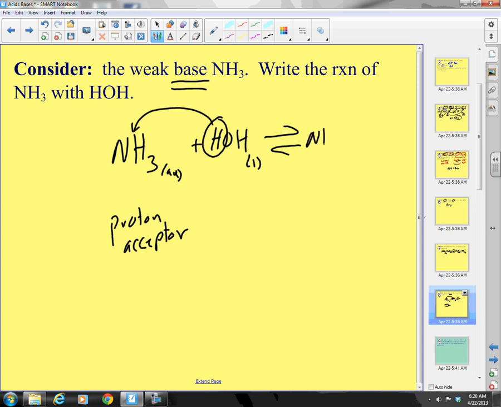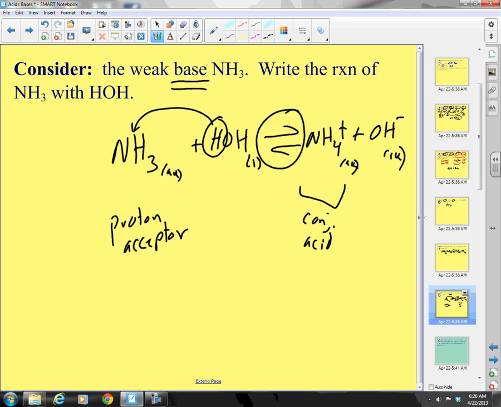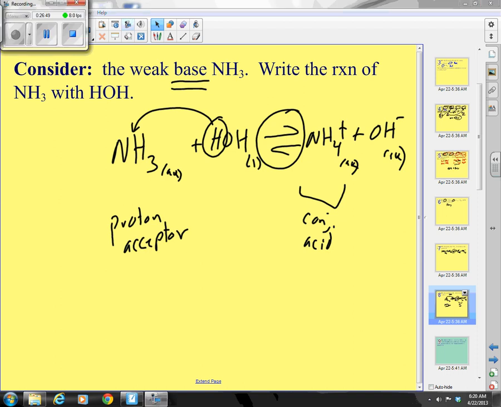It means I'm going to make ammonium. This is my conjugate acid, right? That's my conjugate acid. And what else do I make? OH minus, right? Aqueous. Good. And it is an equilibrium system. So there you go. That's my weak base ammonia going to form ammonium and hydroxide. And I think that's good for today. Next time we're going to get into the autoionization of water.